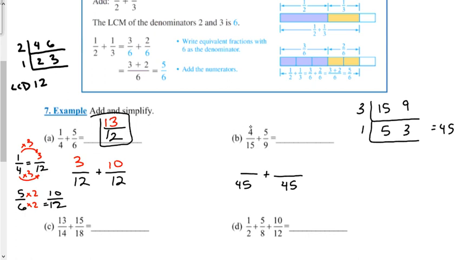Okay. Now, the next thing I'll do is I'll take 4/15, and I'm going to take that times 3 in order to get that to be 45ths. So if I do that to the bottom, I got to do it to the top, and that gets me 12 45ths.